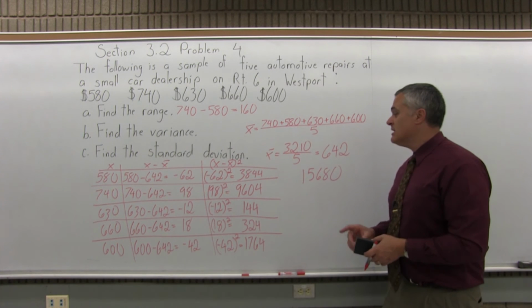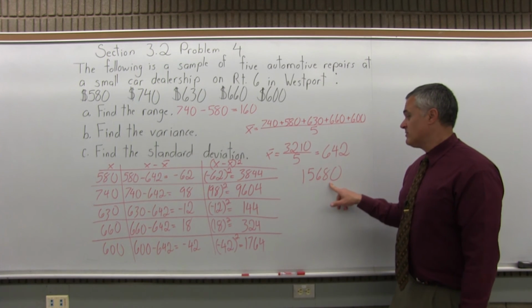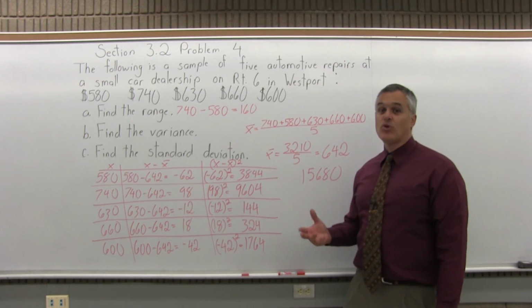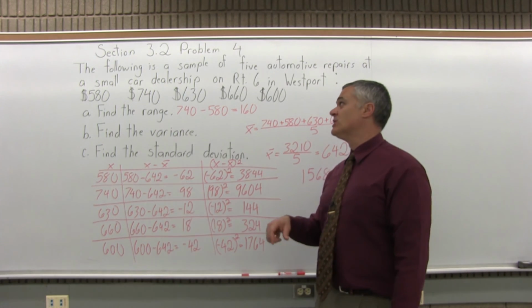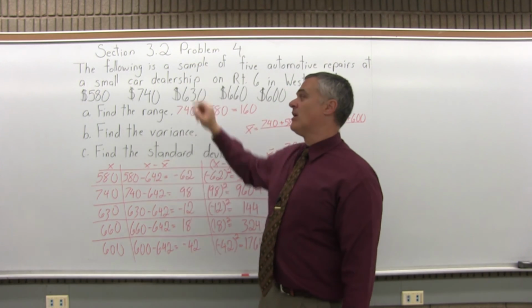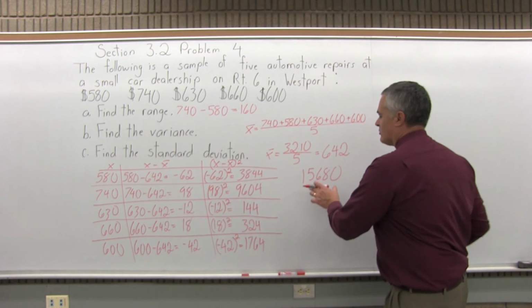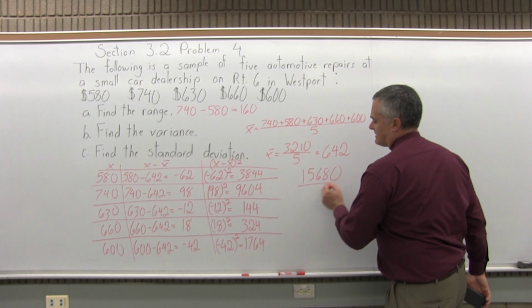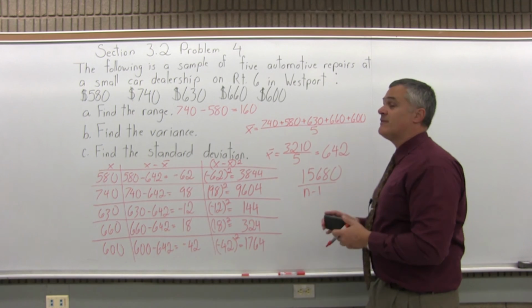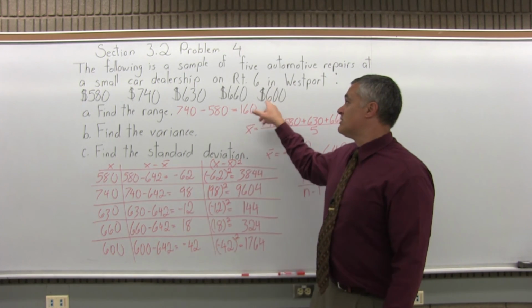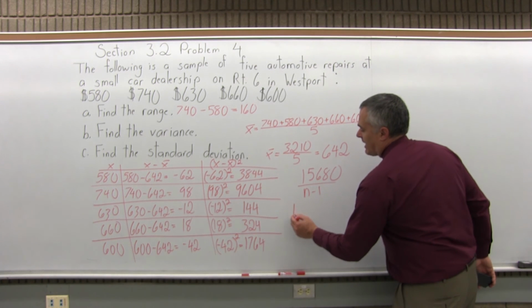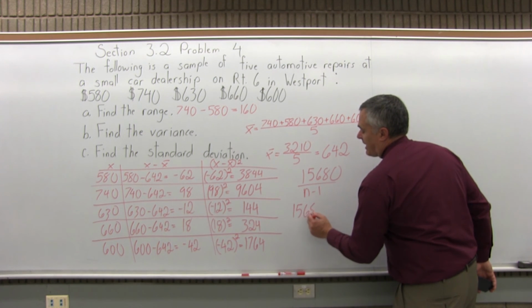That's step 3. Step 4 is take the total from step 3 and divide by n minus 1 if you have a sample, or n if you have a population. This particular problem is a sample. It says a sample of. So we're going to take our total from step 3, the 15,680, divide by n minus 1. N is how many data values are given in the problem. This particular problem, if you count them, you have 5 data values. So n minus 1 will be 5 minus 1.